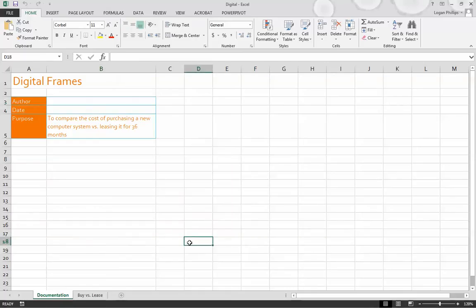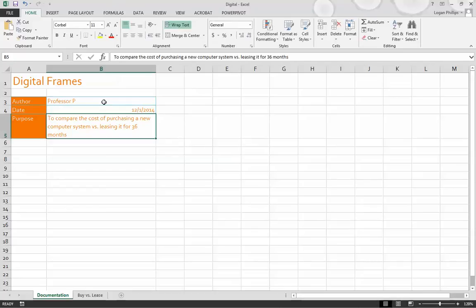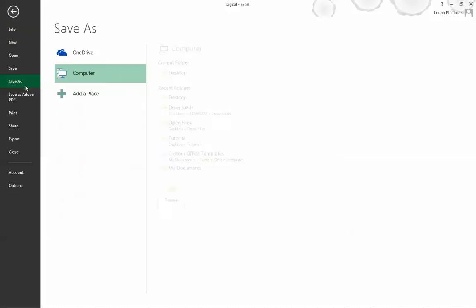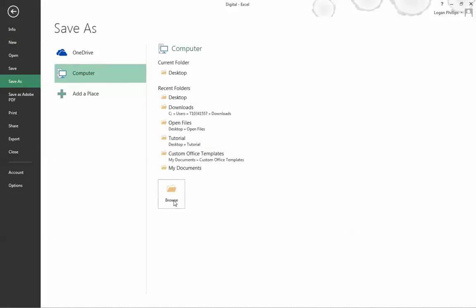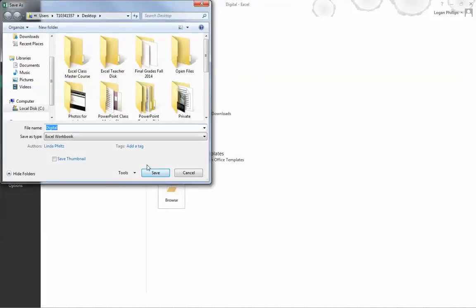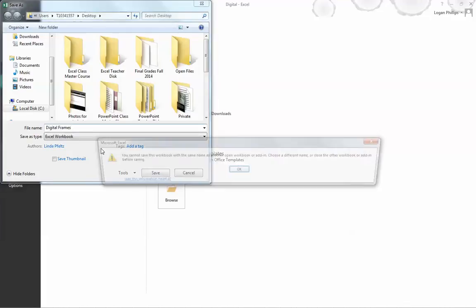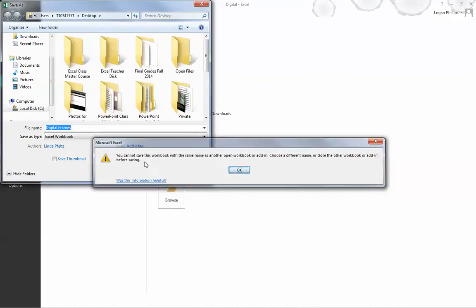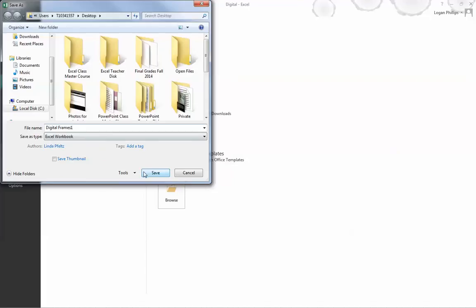So let's go ahead and put our name and date into this. And this is 12/1/2014. Okay. And we know we're going to save it as the next step. I always work on my desktop, and we're going to save it as digital frames. I already got one open, so let's just change that to digital frames 1.